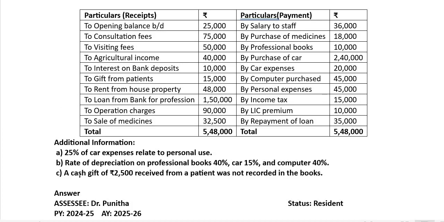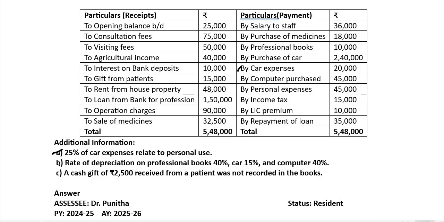See, what is the first additional information? 25% of car expenses relate to personal use. So if 25% is relating to personal use, 75% will be relating to professional use. Here we will mark car expenses given. So we will mark here car expenses 20,000 into 75% is the professional expense. We have to consider that.